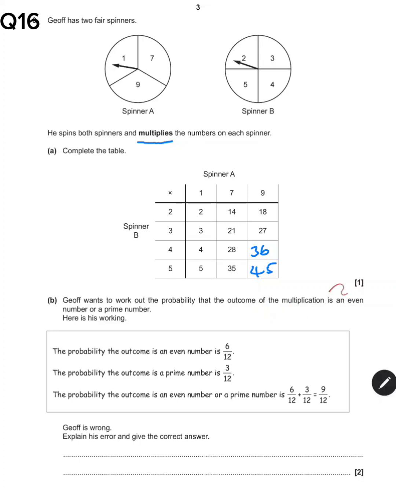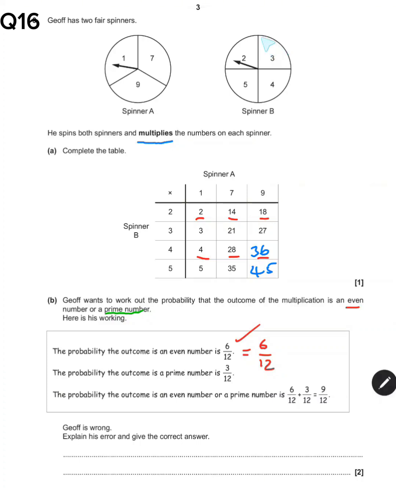Part B is looking at probabilities from this table. And we're looking at even numbers and prime numbers. And there's the working that my mate Jeff has done. We just need to figure out why this is wrong. So I'm going to look at even numbers first. Even numbers are your 2 times table. So anything in the 2 times table. And that's it. 1, 2, 3, 4, 5, 6. So the probability of an even number is definitely 6 out of 4, 8, 12. Nothing wrong with that, Jeff.